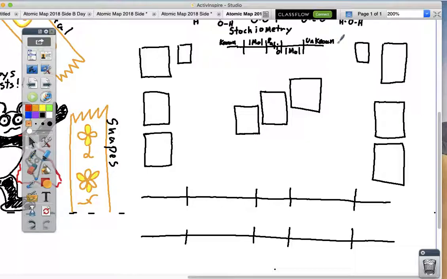It's just that simple, kids. We go from known to a mole. We use a ratio to the unknown mole to the unknown amount of whatever we're looking for, okay? Just know that's a very vague, poor description of what stoichiometry is. But we're going to use a dumb diagram to help you guys remember this, okay?